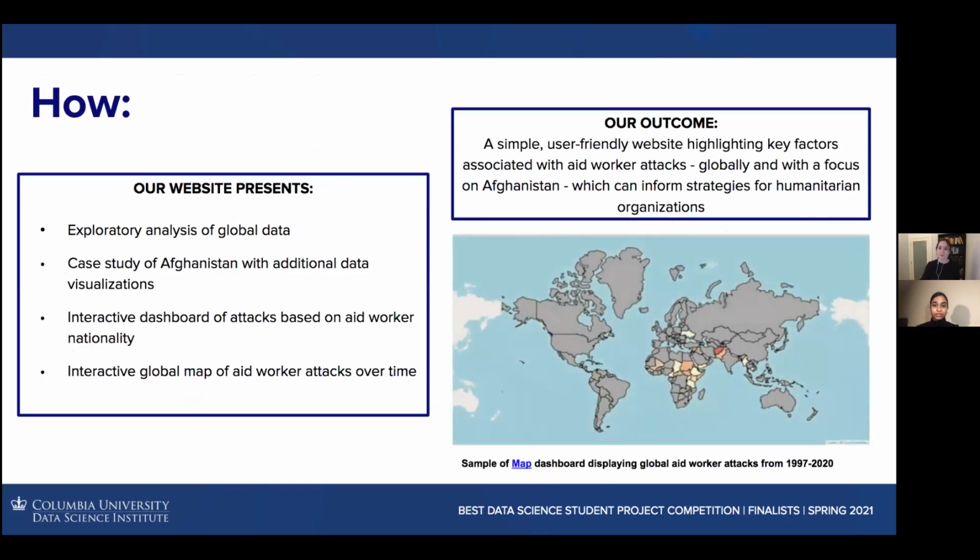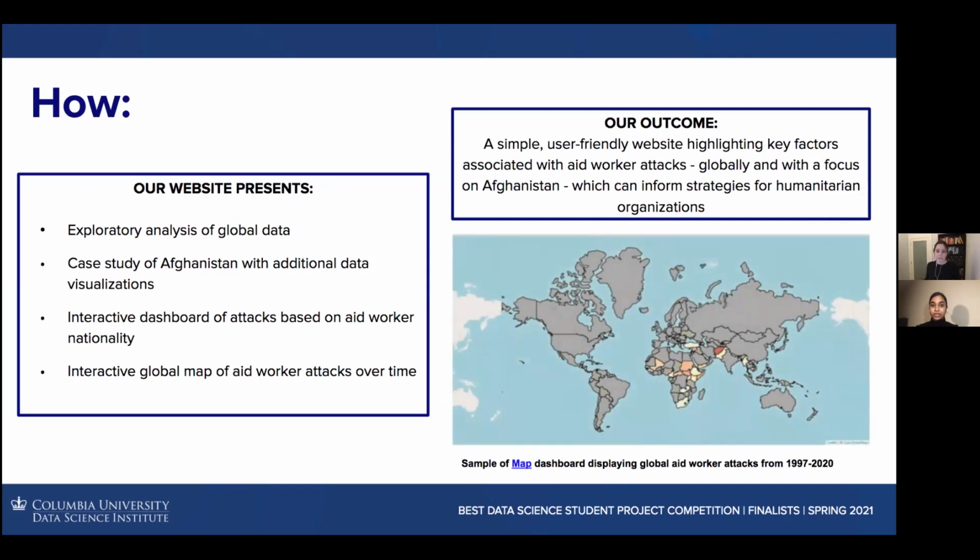The outcome of our project is an interactive, user-friendly website which highlights key factors associated with aid worker attacks. The analyses and tools we produced can raise awareness among the public and inform actionable strategies for humanitarian organizations. As mentioned earlier, data on aid worker attacks is not readily available or comprehensible to lay audiences. Our work addresses this issue of accessibility both through these more curated pages with easy-to-follow graphs, plots, and insights from our EDA, as well as through a number of interactive tools and maps.